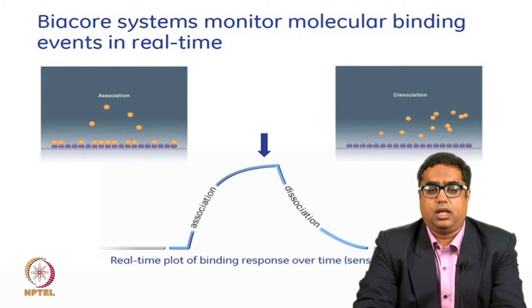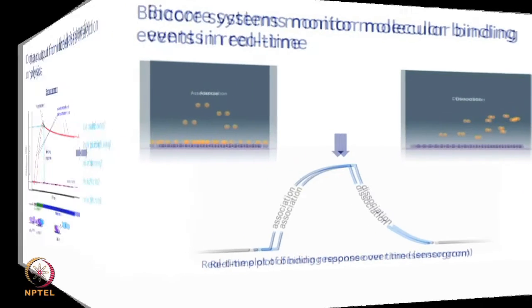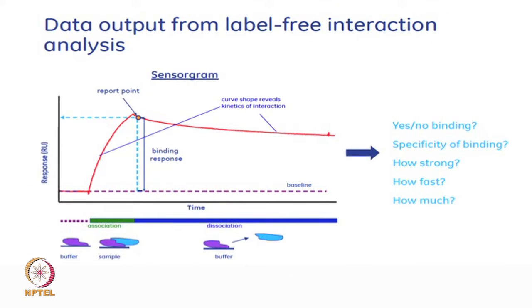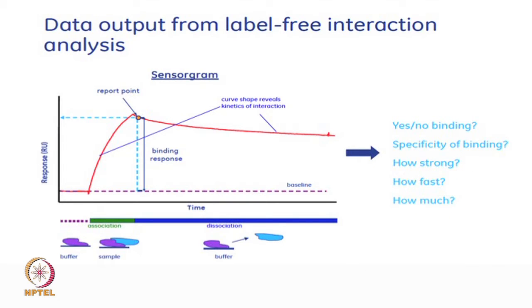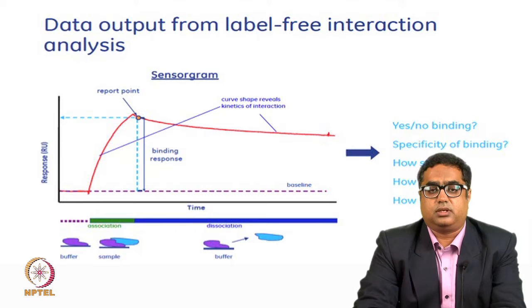The interaction is recorded in real time, and the data is output as a sensorgram, where you see the binding events, which is also called an association event, and there is also a dissociation event. The association is also called the on rate, and the dissociation is also called the off rate. When you divide the dissociation rate by the association rate, it gives you the equilibrium constant, KD. So, this is the output that we get from a Biacore experiment.